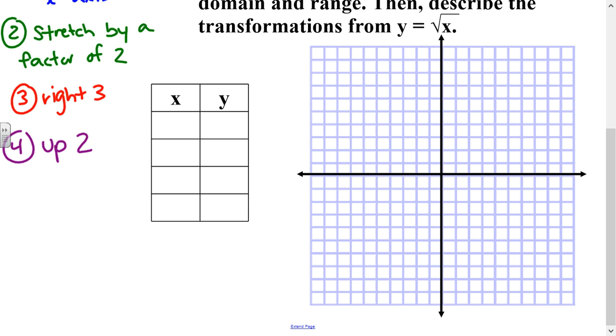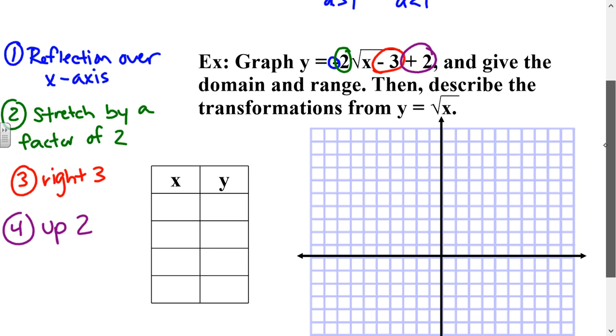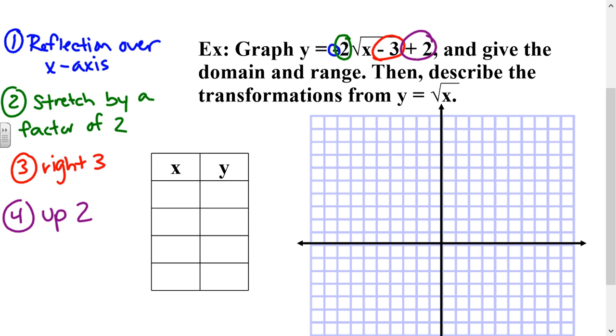So first, we need to know what we're going to plug in for x. Now, I'm going to go back to the parent function, but we're going to leave the negative 2 in front. I'm actually going to graph y equals negative 2 times the square root of x without the right 3 and up 2. That will make it a little bit easier to plug in numbers, and then we can just translate our points. So I'm going to plug in numbers that are perfect squares so that I can take the square root. So I can't plug any negative numbers in. I'm just going to plug in 0, 1, 4, and 9. Because those are all perfect squares. This is 0 squared, 1 squared, 2 squared, 3 squared.